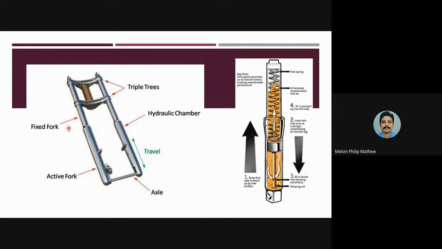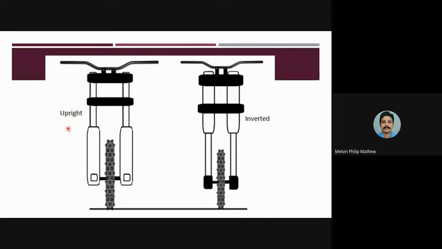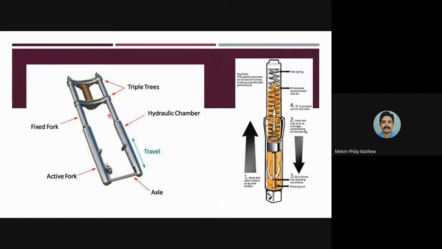Basically there are two types of telescopic suspension. You can see these are the parts here. One part is known as the fixed fork, while the other is known as the active fork. Now the axle is present over here. This is the axle, and here is where the front wheel comes into contact.